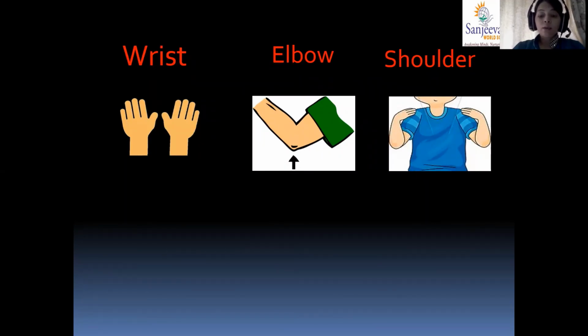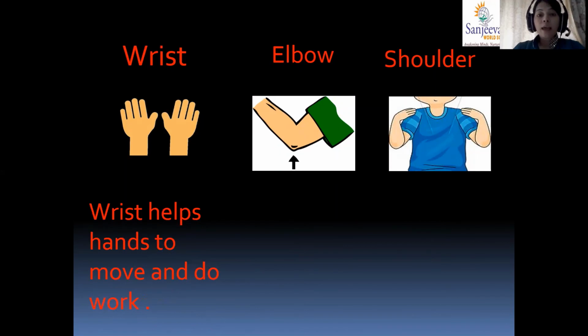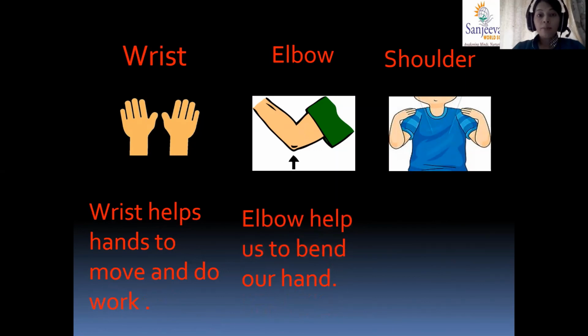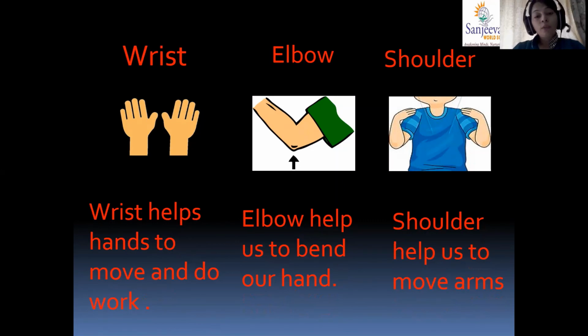Wrist. Wrist helps hand to move and do work. Elbow. Elbow helps to bend hand. Shoulder. Shoulder helps to move our arms. So children, you saw how different body parts help us to do different activities. All the parts play a very important role for our body.